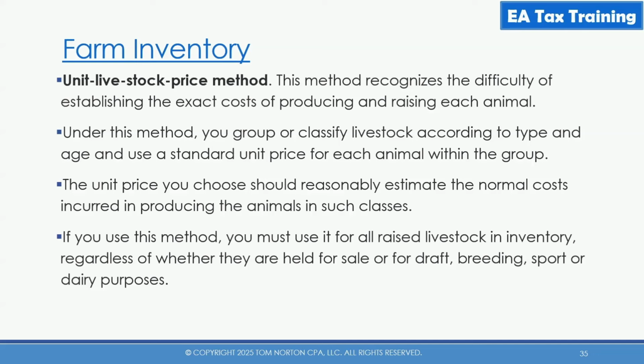And then that price that you use should reasonably estimate the normal costs incurred in producing the animals in each class. If you do use this method, then you have to use it for all raised livestock in inventory. In other words, all the animals that were born there on the farm. You have to use it for all of them, regardless of whether they are held for sale or for draft, breeding, sport, or dairy purposes. Now remember, those that are not being held for sale do not have to be held in inventory. But if you do use them in inventory, then you have to use the unit livestock price method for all of them.